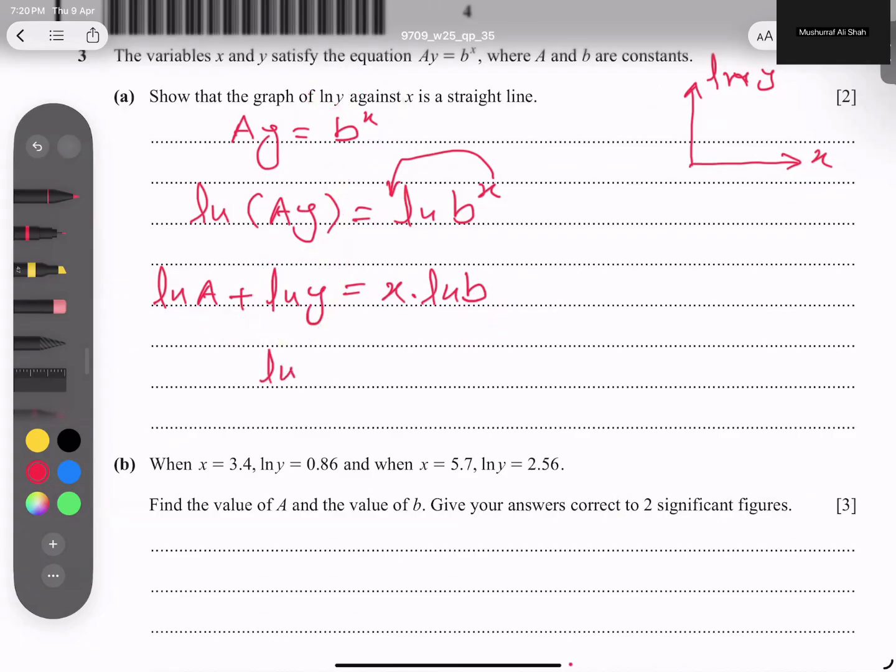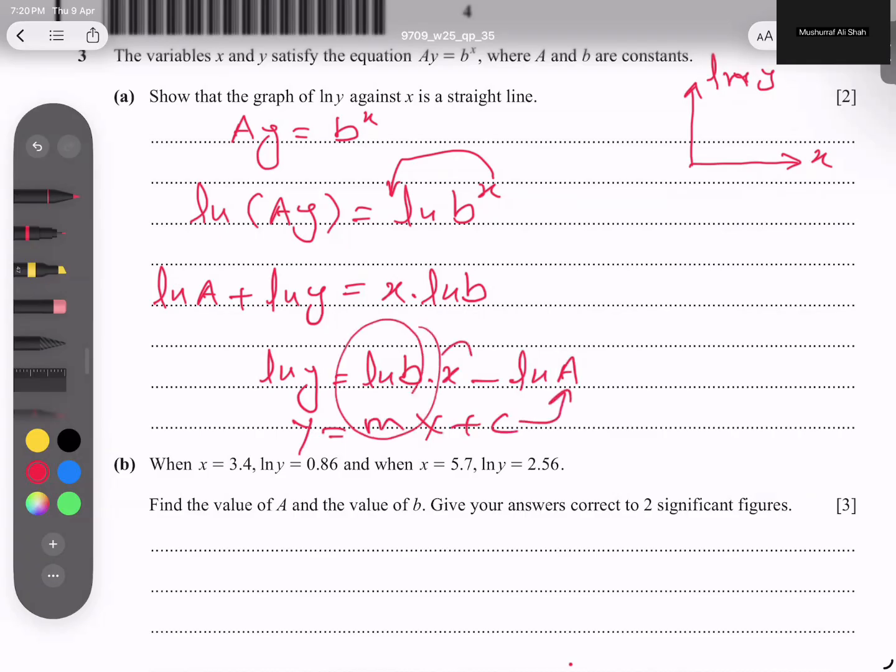So I got ln y is equal to ln b. I'm writing in order, ln b before x, and then minus ln a. Basically, what is the criteria? y is equal to mx plus c. This is c, this m is ln b, and this is the x value. So I think all of you understand why we need a special format, and this is our required answer.